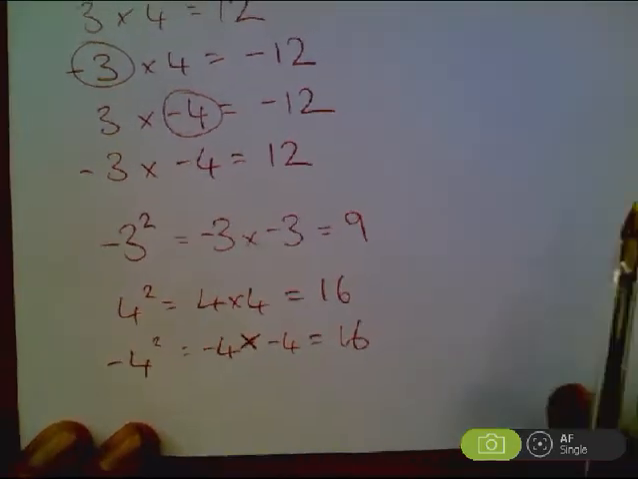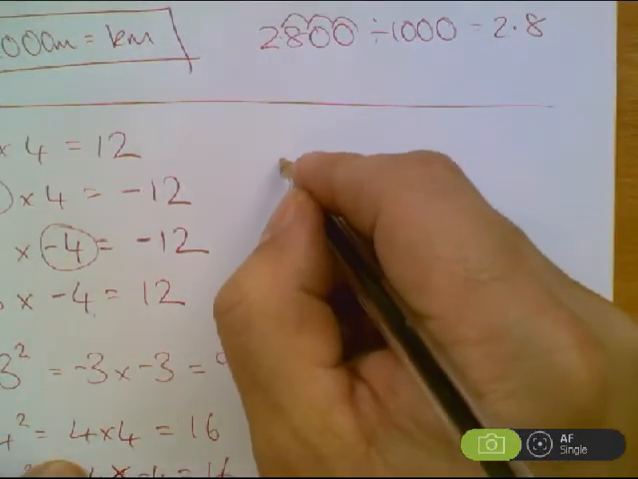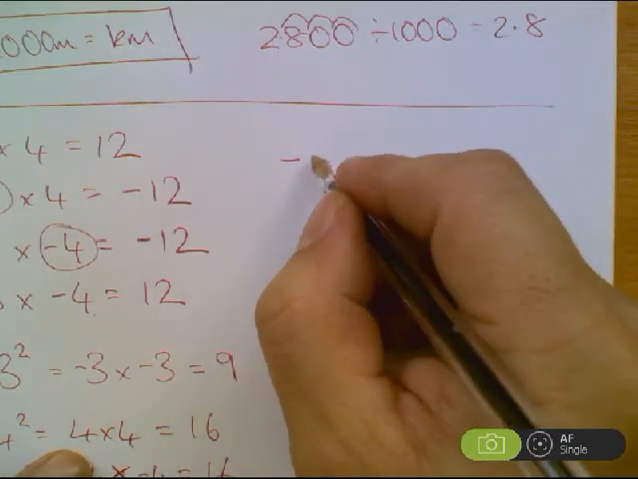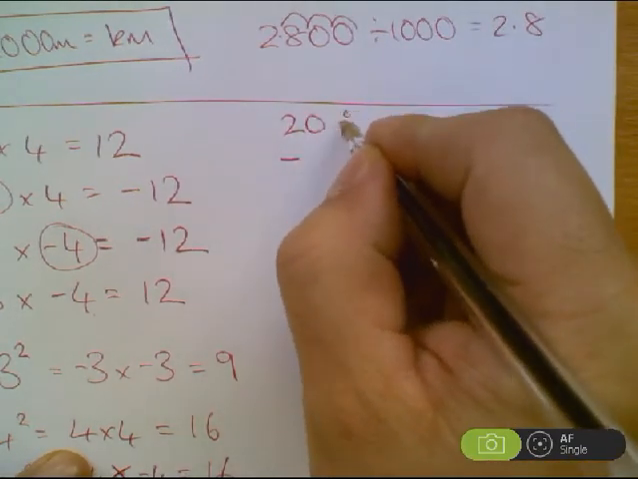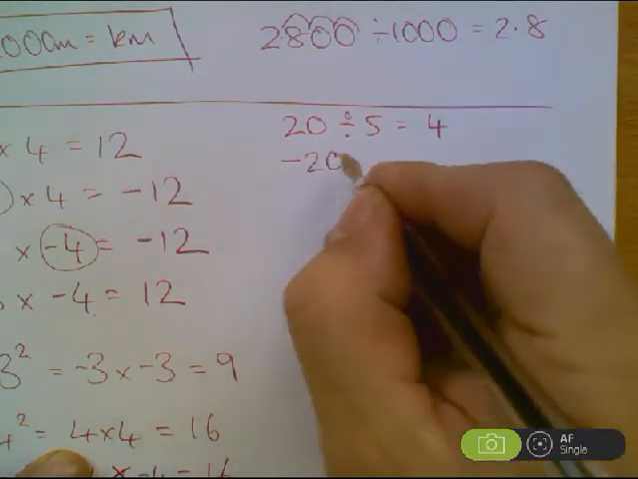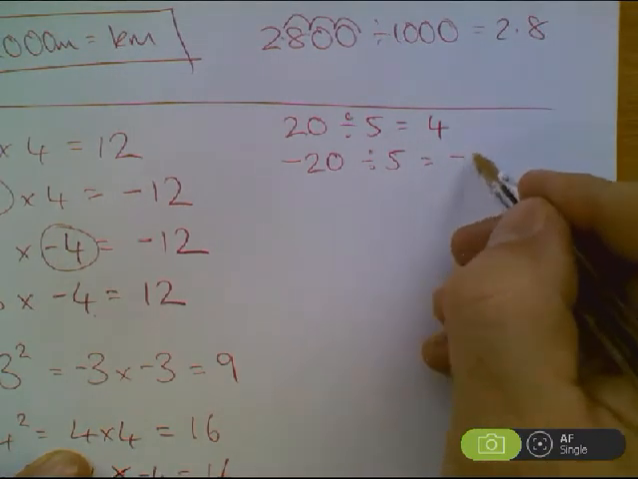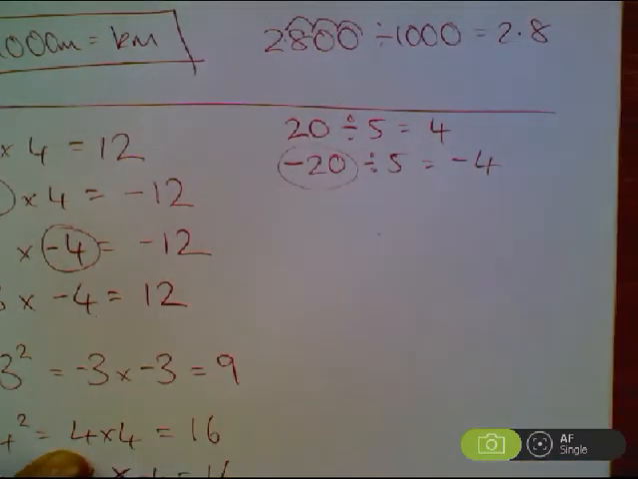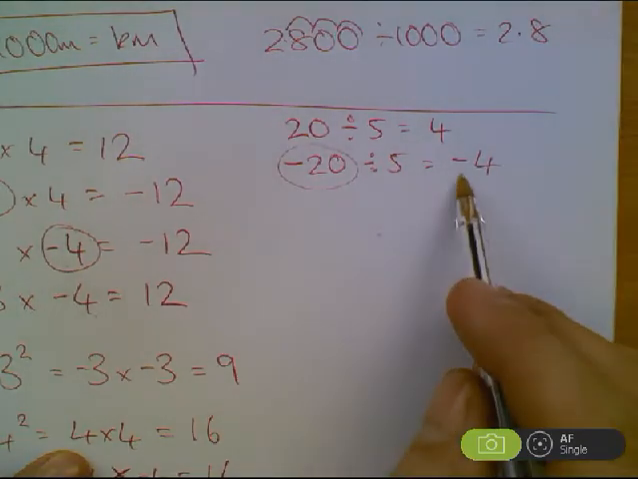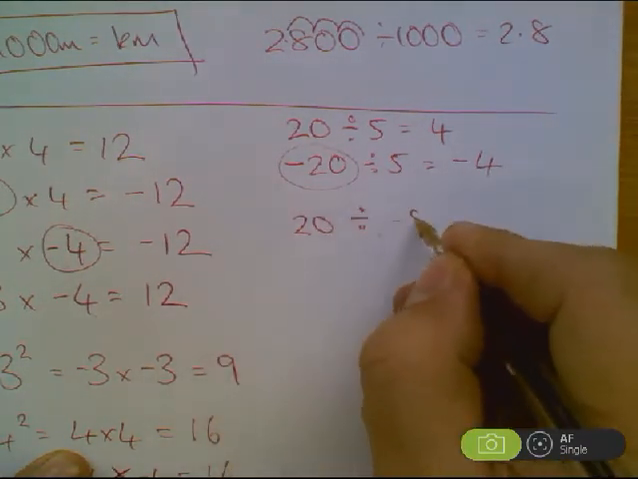Okay, so that's multiplying. Dividing is much the same. Let's start with a positive one, 20 divided by 5 equals 4. If I make one of the numbers negative, so minus 20 divided by 5, that gives me a negative answer. So same rule, if one of them is negative, negative answer. And again, it doesn't matter which one is negative.